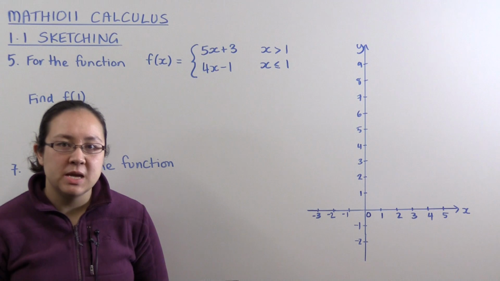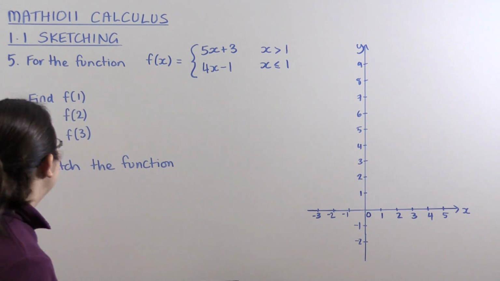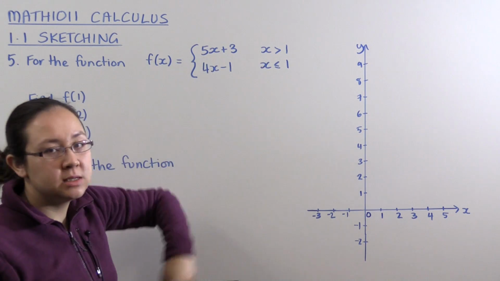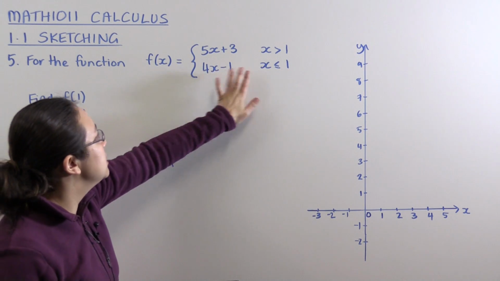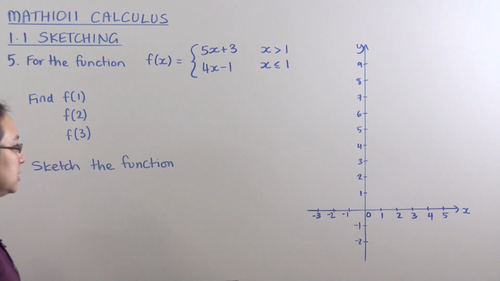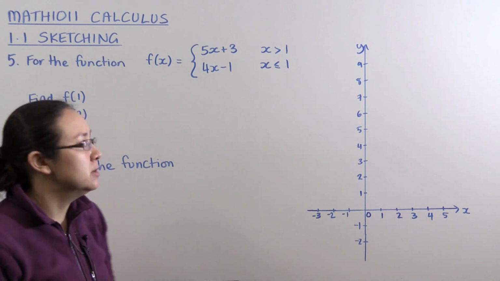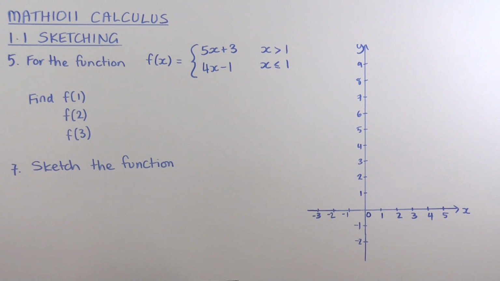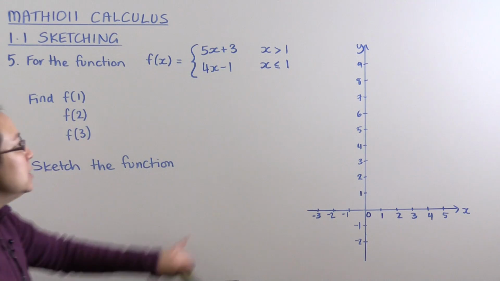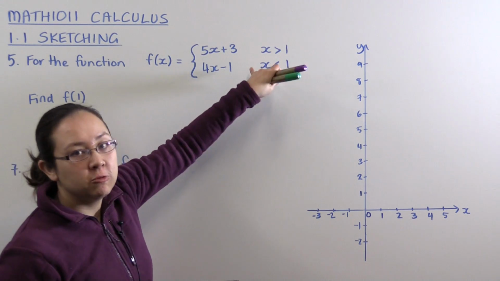Question 5 gives us a piecemeal function, or a piecewise function. f of x is 5x plus 3 when x is greater than 1, but it's 4x minus 1 when x is less than or equal to 1. We're asked to evaluate the function at some points, and in question 7 we're asked to sketch this particular function given in question 5. So first of all, to evaluate the function at x equals 1, 2 and 3, we just need to make sure we follow the right rule.